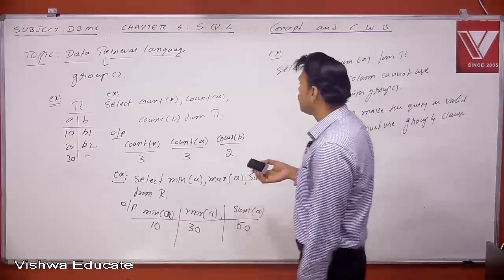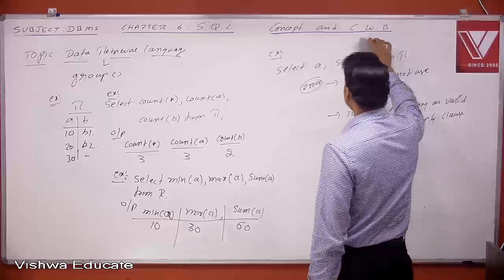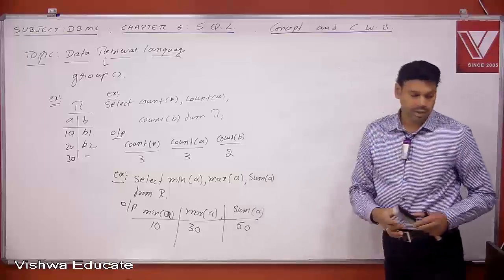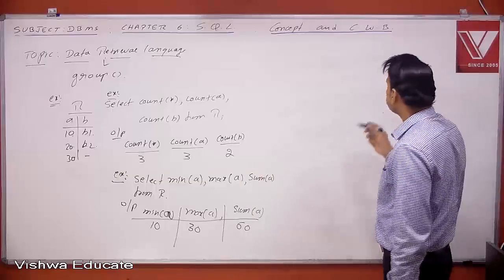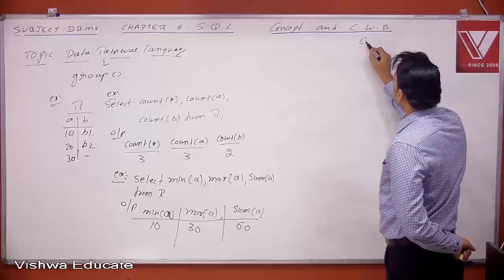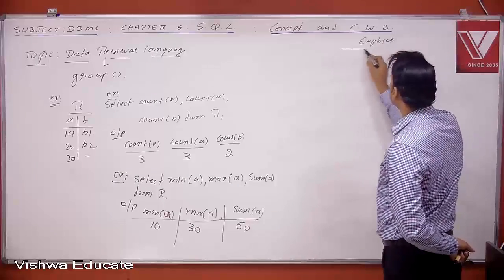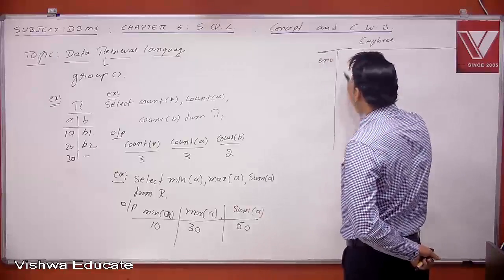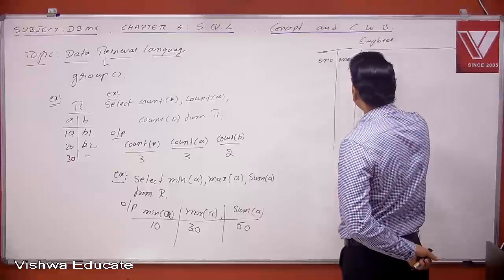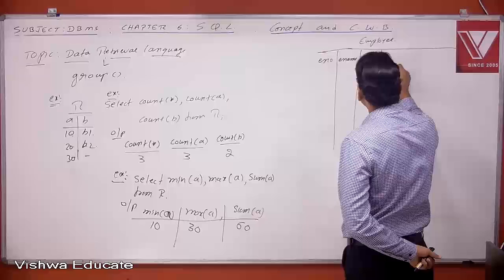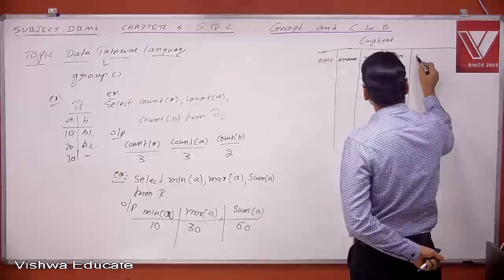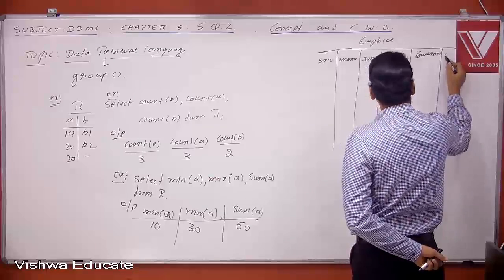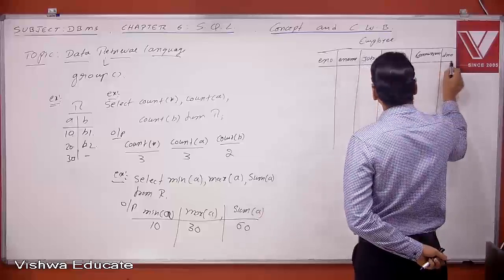So friends, what is the database I would like to use here? One is employee and the other one is department. So this is our employee database, which consists of employee number, employee name, employee job, salary, commission, and department number.